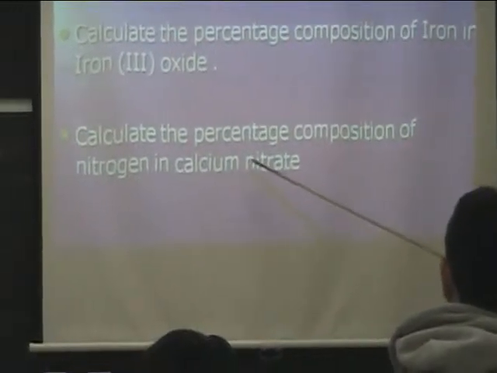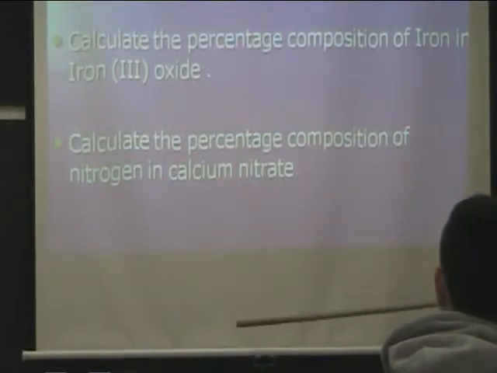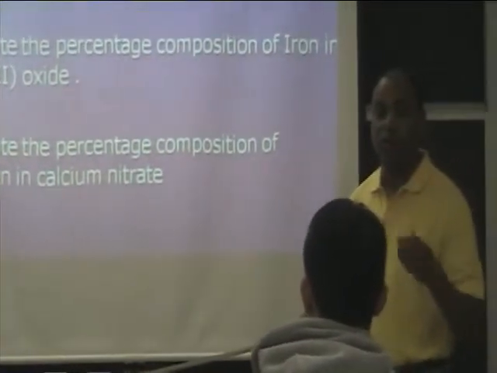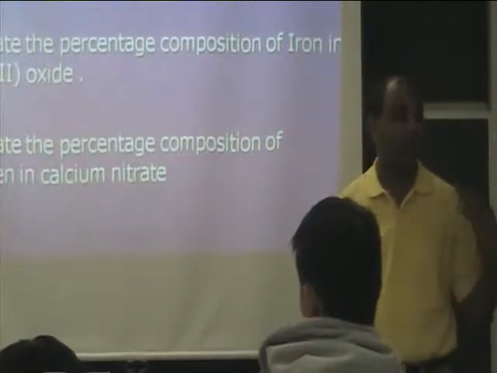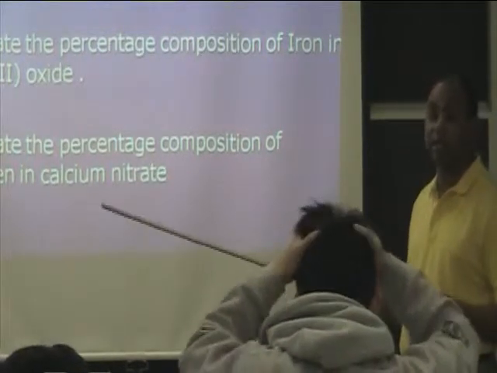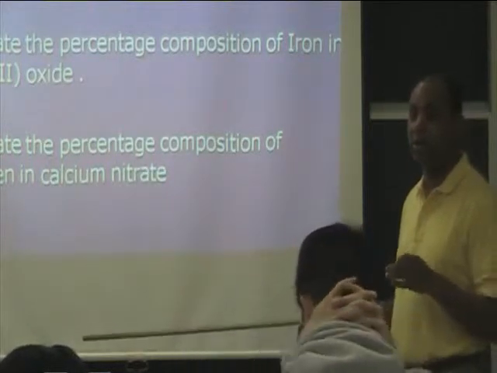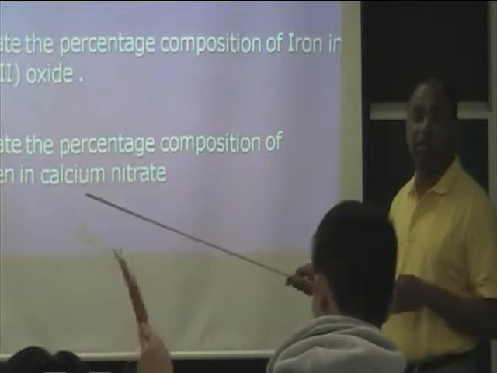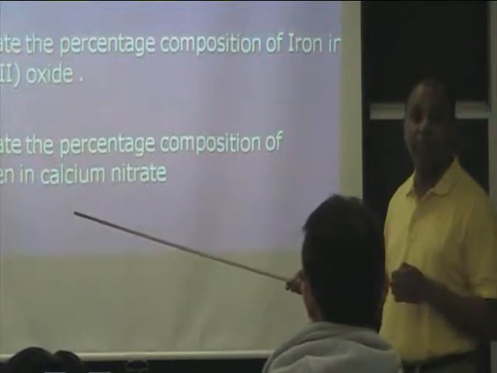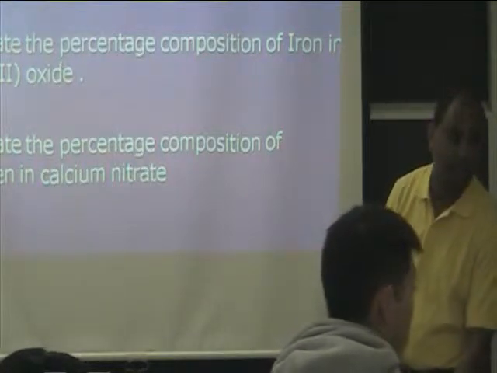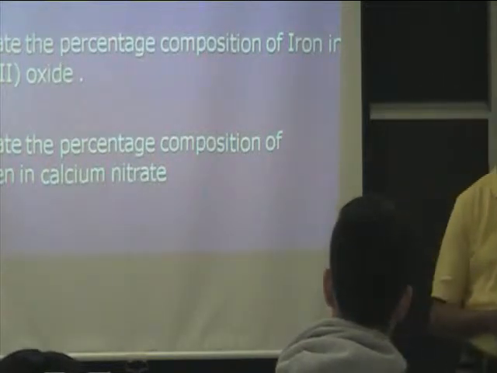CaNO3. Okay, because names and chemical formulas were discussed in chapter 2, so you always need to go back to chapter 2 and look over the formulas, because we're not going to discuss names. Names are a part of chapter 2. So once we set up the formulas, then we are able to calculate the element of interest.